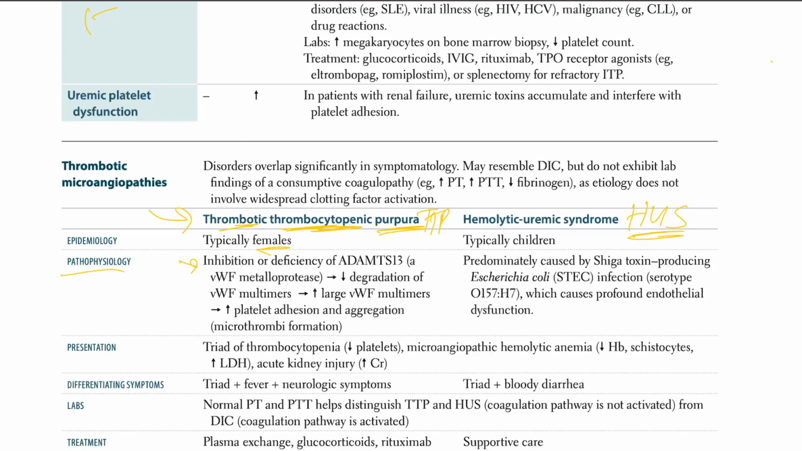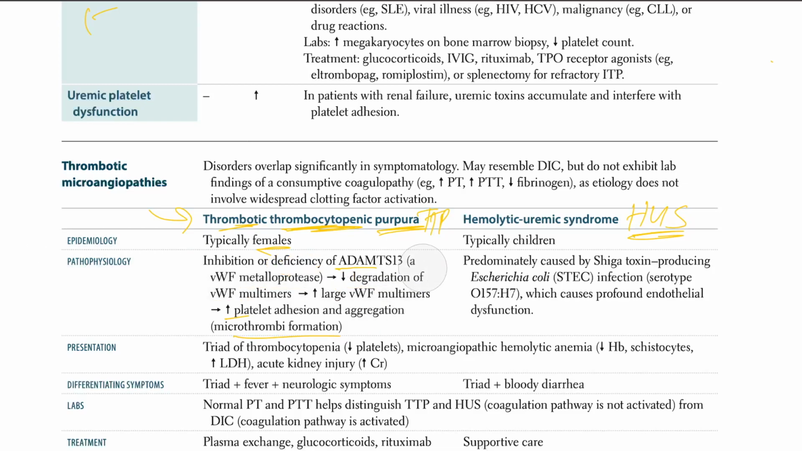Pathophysiology: inhibition or deficiency of ADAMTS13, which is a von Willebrand factor metalloprotease. When you have deficiency of this, there is a decrease in degradation of von Willebrand factor multimers. This leads to large von Willebrand factor multimers, which leads to increase in platelet adhesion and aggregation, which leads to microthrombi formation.